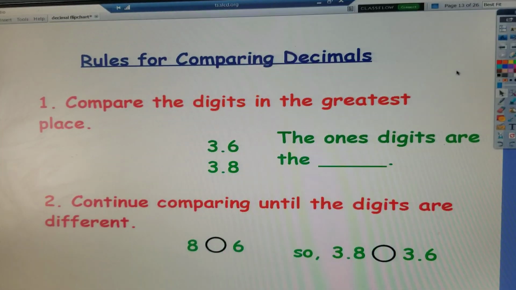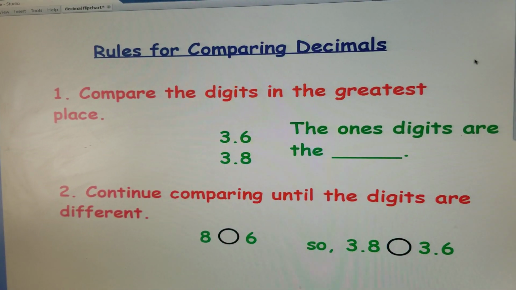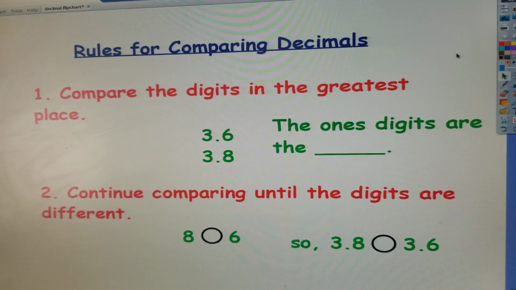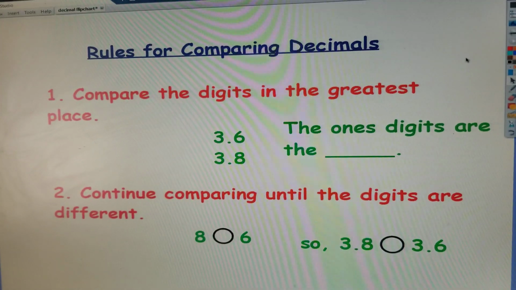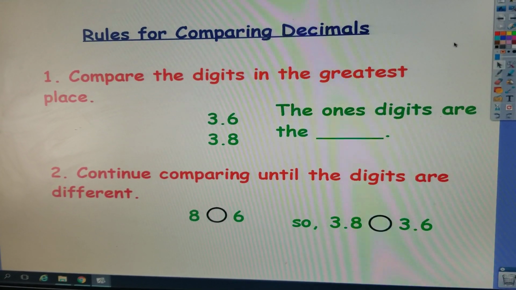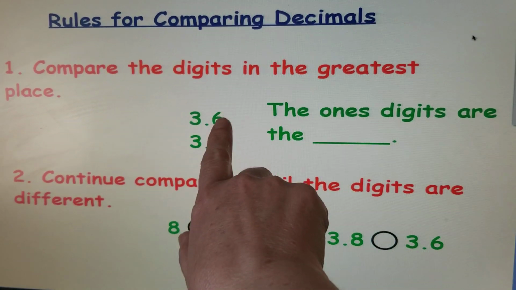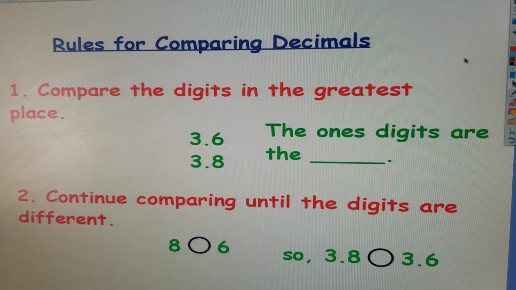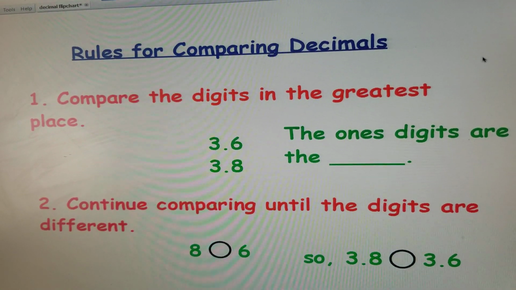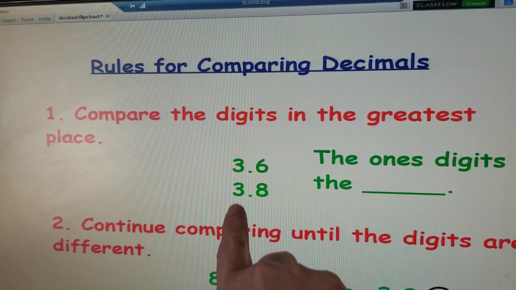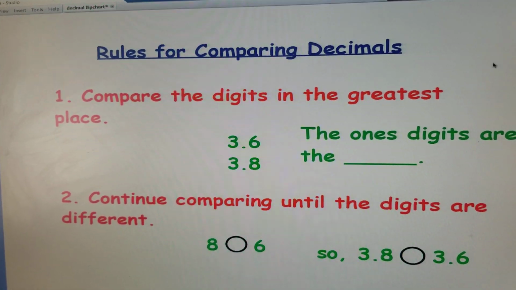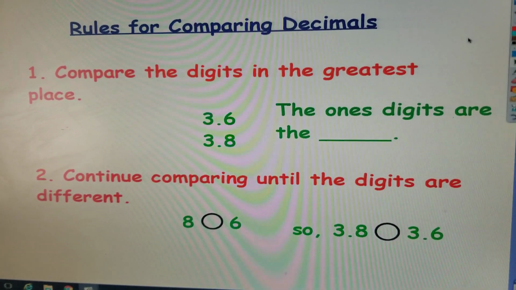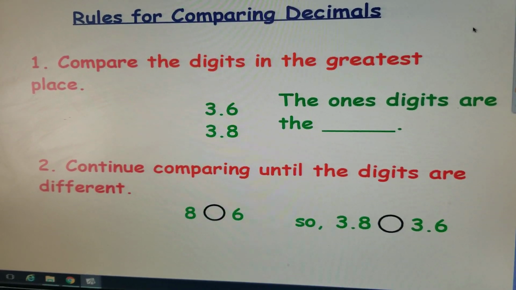Okay, so let's look at our rules for comparing decimals. When we compare decimals, first thing we want to do is compare the digits in the greatest place value. So if we had the two decimals, 3 and 6/10 and 3 and 8/10, we would look at the greatest place value, which is the ones place. Okay, and if you notice in the ones place, both of them have a 3, so they're the same. So then our second step would be continue comparing until the digits are different.